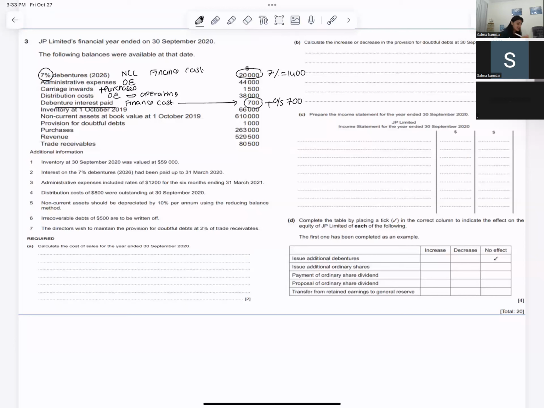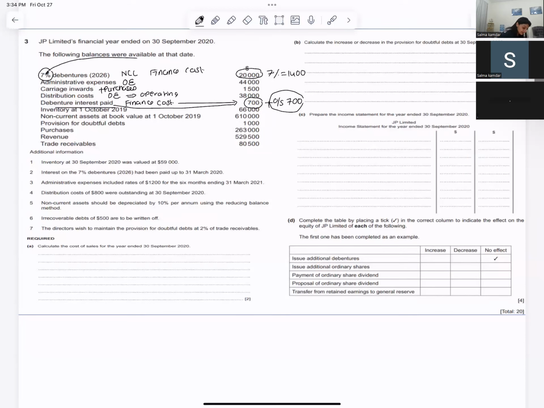When they say 7%, it means that your interest on debentures is 7%. That means your expenditure for the year is 7%. But you have paid 700. That means 700 is yet to be paid. You should have these implications in your mind. So your expenditure for the year is 1,400.